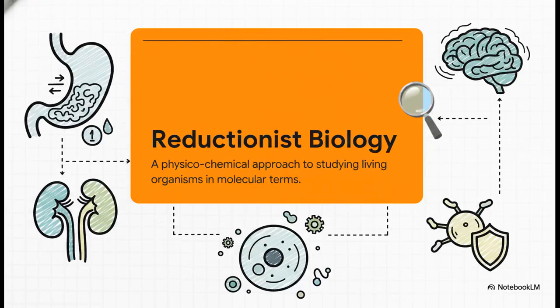To truly understand how these cells work, scientists use a really fascinating approach called reductionist biology. Think about it like this. Gross physiological processes, things like digestion, excretion, or even memory and defense, are broken down into their molecular and chemical components. We're essentially asking, what are the molecules actually doing inside the cell to make these massive, large-scale processes happen?